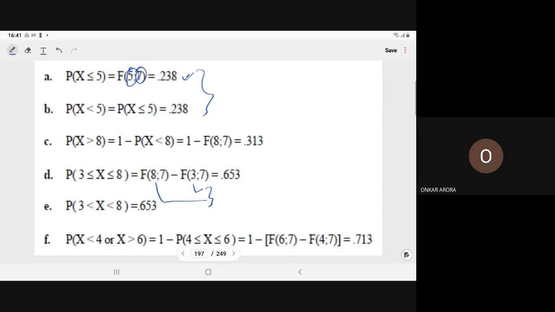Since the point probability is equal to 0, whether you take the equality or you are not taking the equality, we have the same value of probability, 0.653.